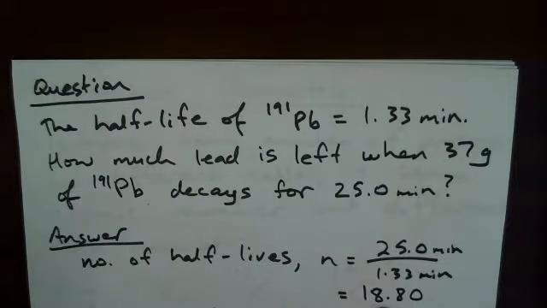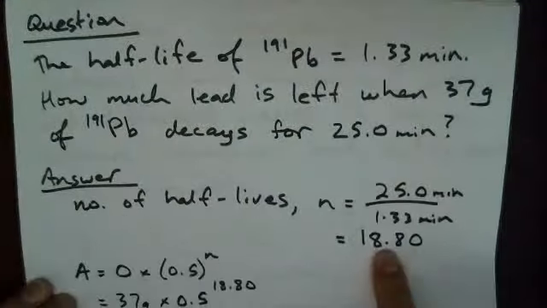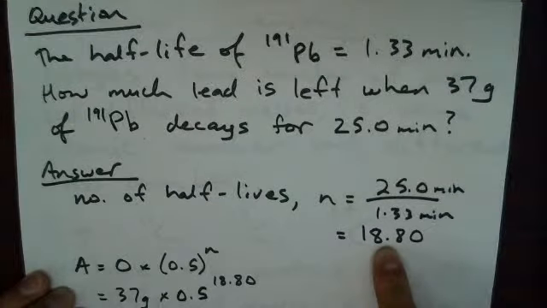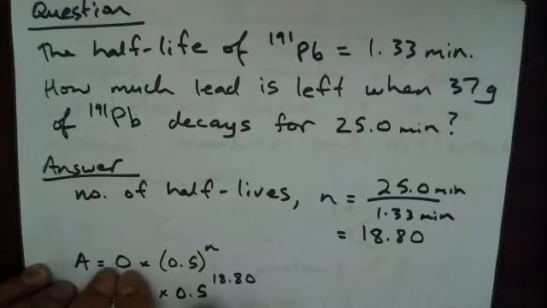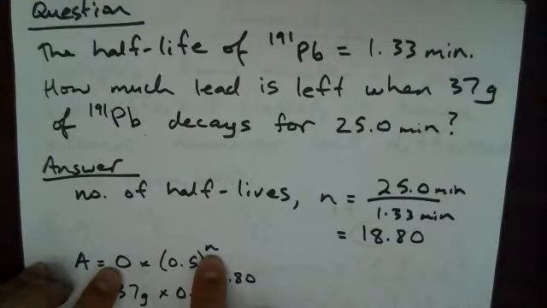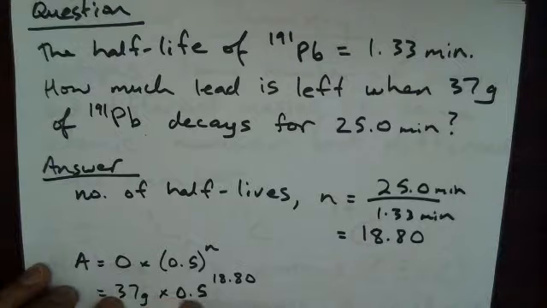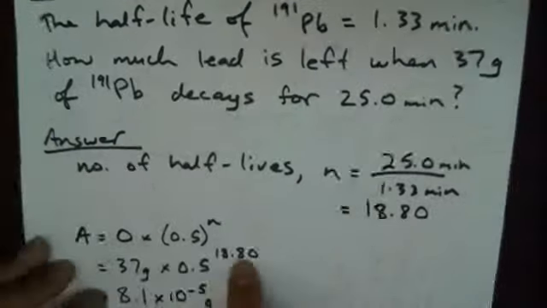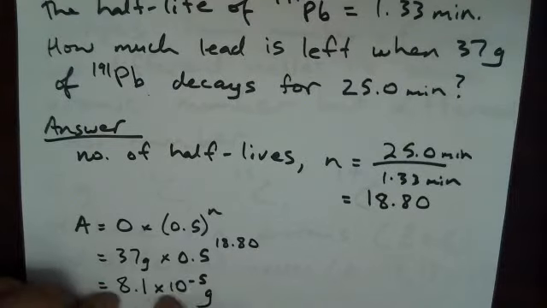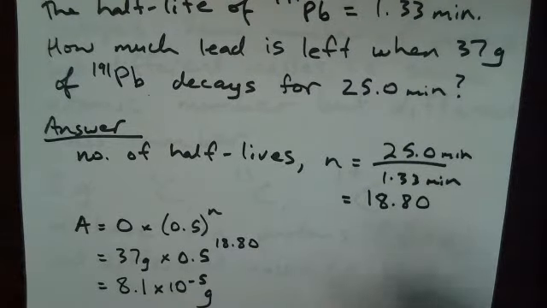The previous question, where it was 6.5 for the number of half-lives, just worked out to be a nice, neat number. But this will work out to be 18.8 something. You'll need to put that in your memory, because if you round off here, you get a round-off error in the final answer. So using our formula, we have the original amount times 0.5 to the power of n, the number of half-lives. So it'd be 37 grams times 0.5 to the power of 18.80, and that comes out a very small number, 8.1 by 10 to the minus 5 grams. Again, make sure you can do these calculations. And we'll just leave it there for today.